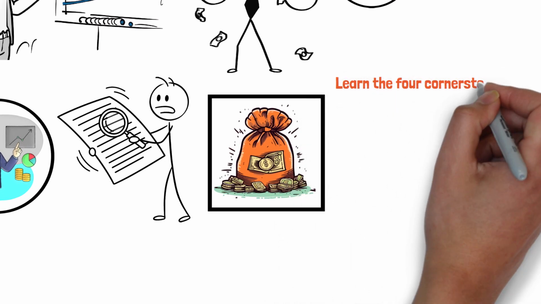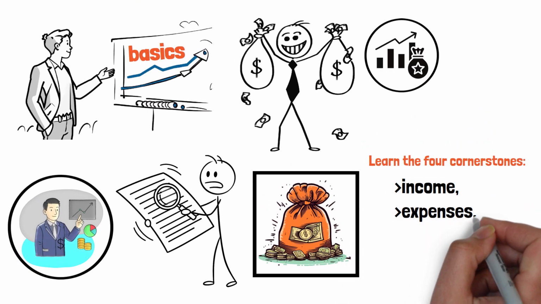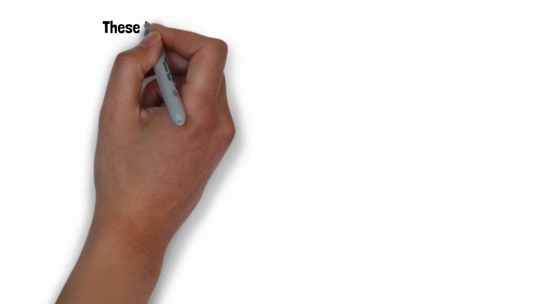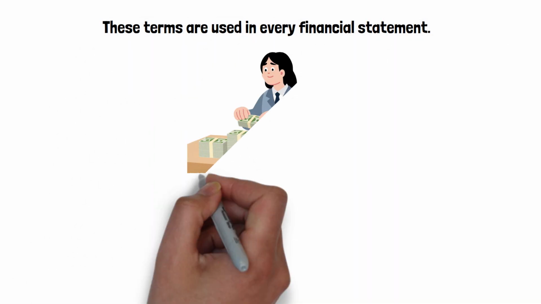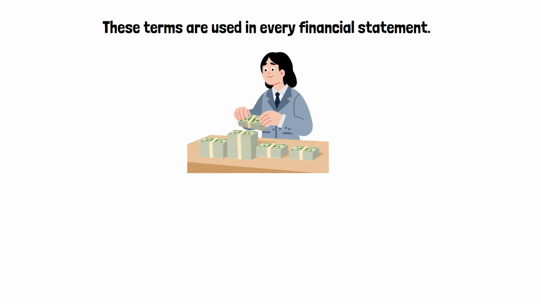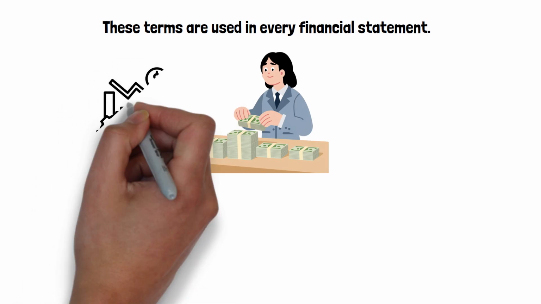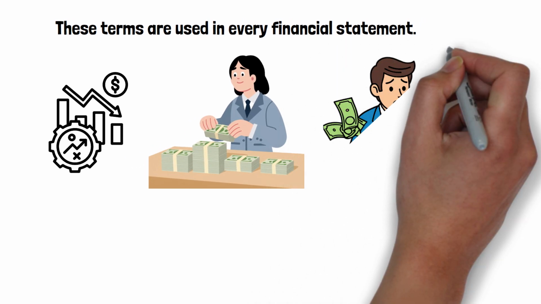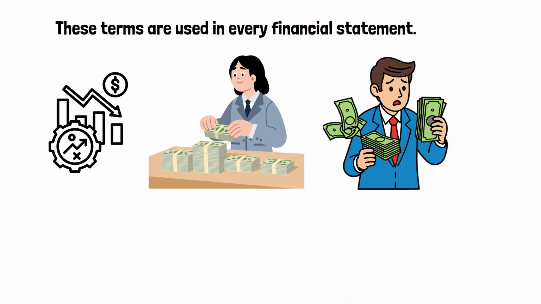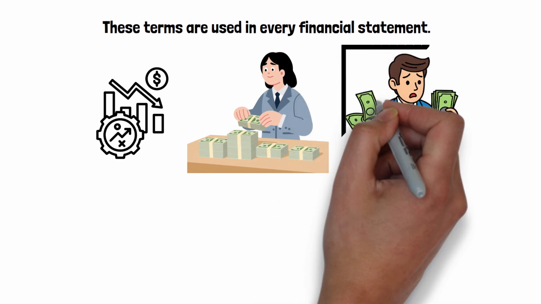Learn the 4 cornerstones: income, expenses, assets, and liabilities. These terms are used in every financial statement. A beginner must also grasp why cash flow is king. Many profitable businesses have failed due to poor cash flow. Also, get familiar with working capital, which is the money you use for day-to-day operations.